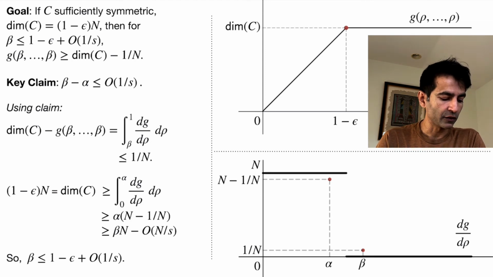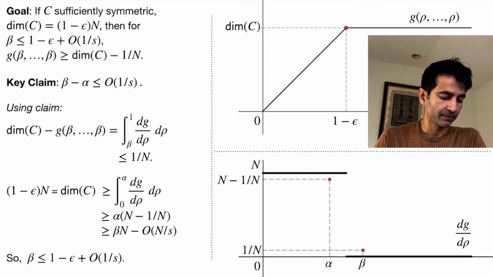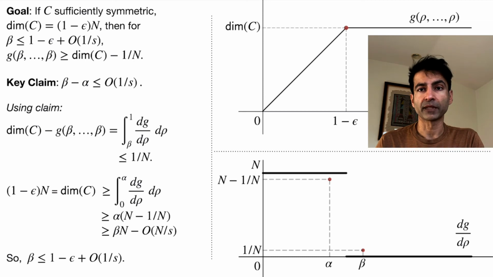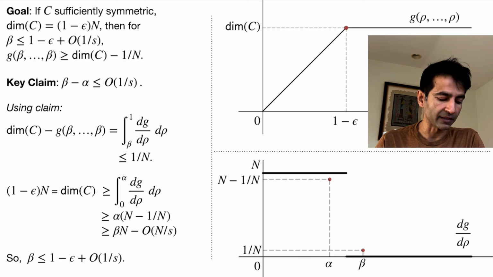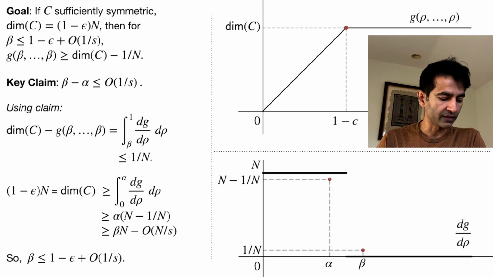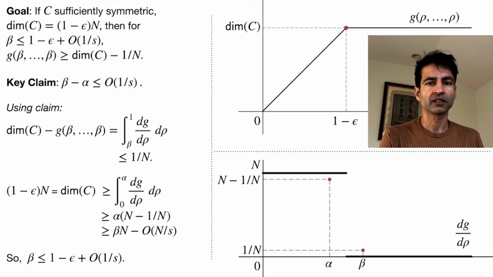The second observation is that if you look at the dimension of the code, that's at least as large as the area under the curve in this part, from 0 to alpha. And by the choice of alpha, that must be at least alpha times n minus 1 over n. But alpha and beta are close by the claim. So this quantity is at least beta times n minus something that's order n over s. Okay, and if you divide this equation by n, you get that beta is at most 1 minus epsilon plus order 1 over s, which establishes this part of our goal.